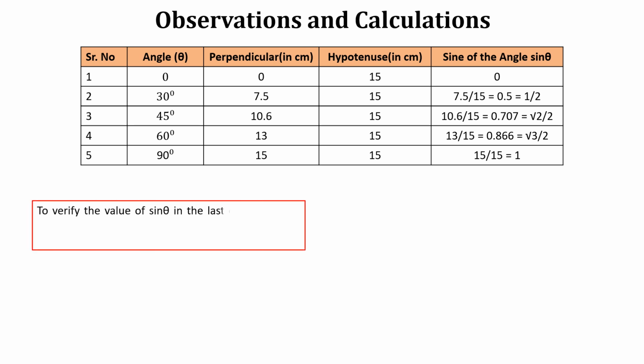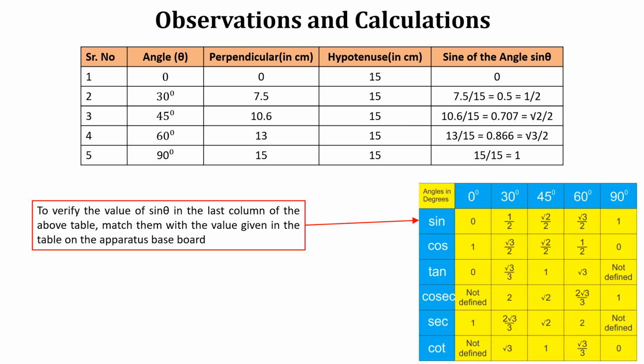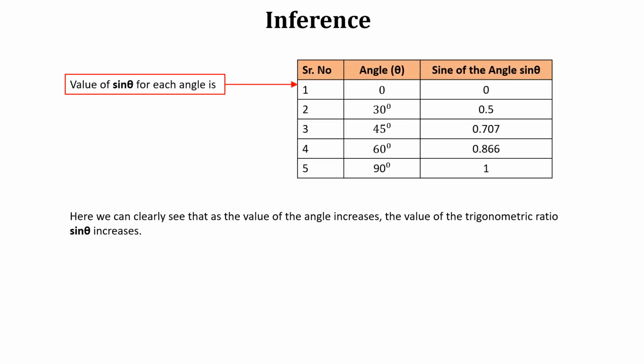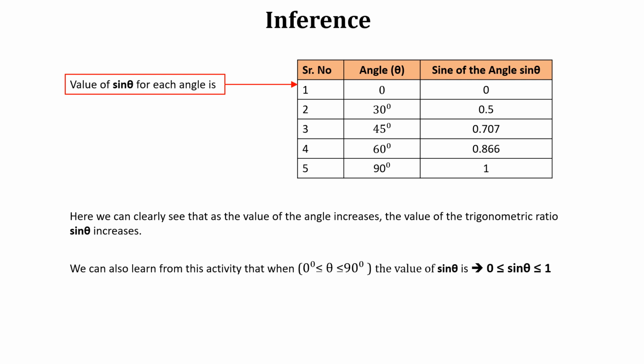To verify the value of sine theta in the last column of the above table, match them with the values given in the table on the apparatus baseboard. Inference. Value of sine theta for each angle is given in this table. Here we can clearly see that as the value of the angle increases, the value of trigonometric ratio sine theta increases. We can also learn from this activity that when theta is between 0 and 90 degrees, the value of sine theta is between 0 and 1.